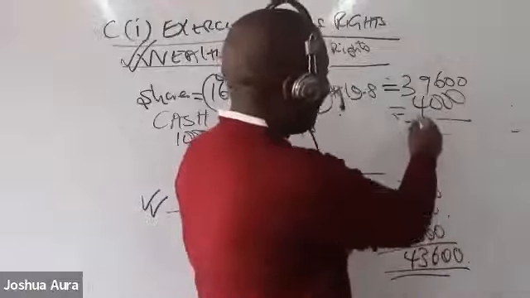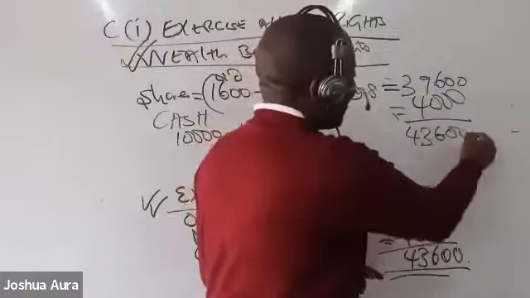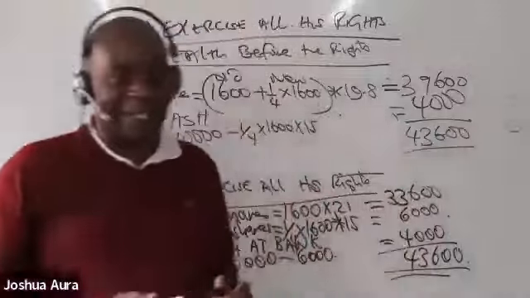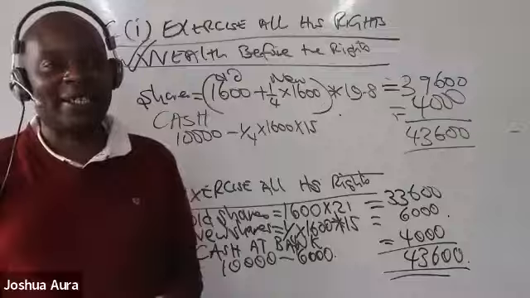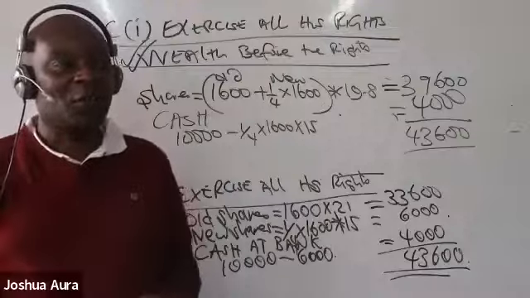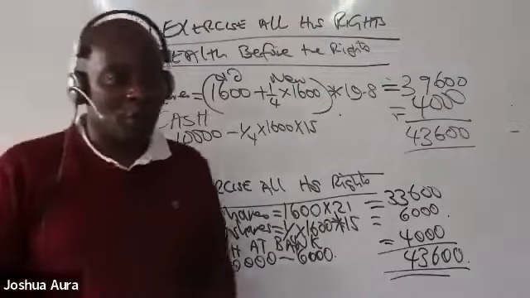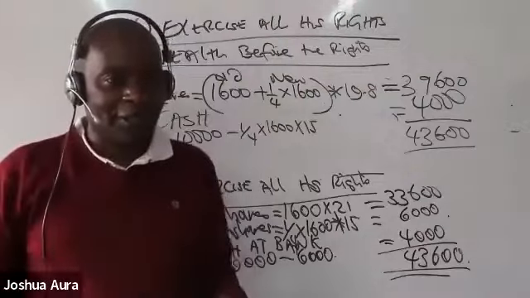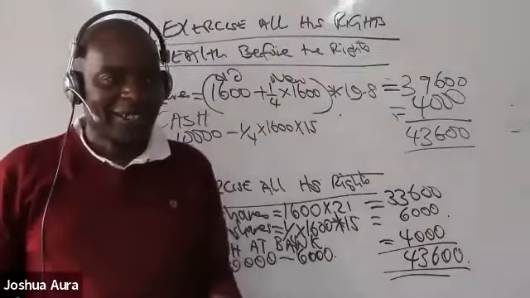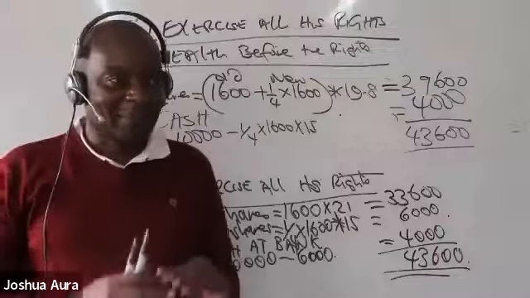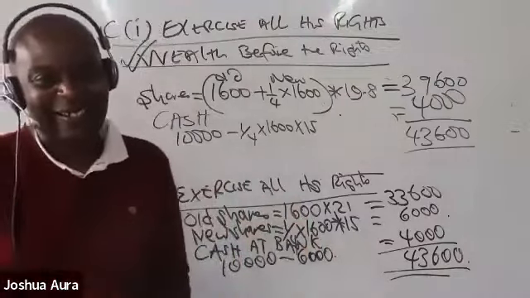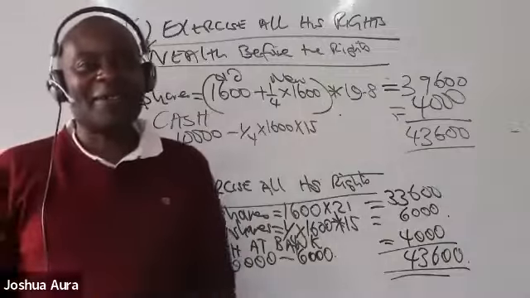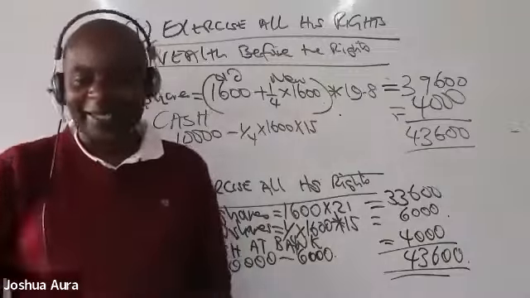So in this case, at the end of the day, it should be 43,600, isn't it? Is that okay? 43,600. So let's agree as a class. Which method should we be using? The first or the second? It depends on the individual. I like that. Great.